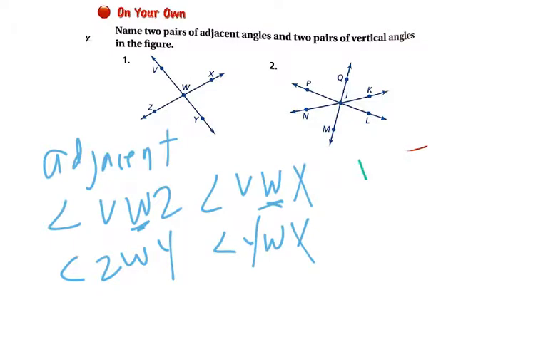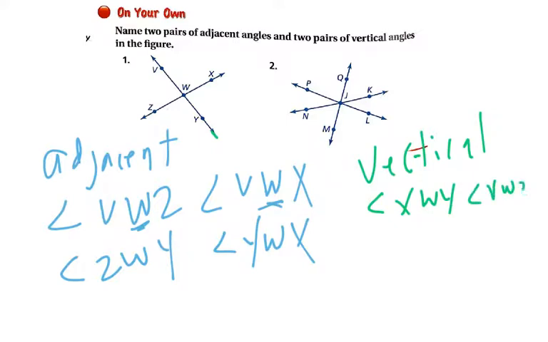The vertical angles for number 1, okay, so this angle would be vertical to this one. They share that W point, but they're opposite of each other and they're congruent. So a vertical pair here would be XWY and VWZ. Then you also have this one to this one being vertical. They're opposite of each other, sharing this vertex, and they're congruent. So that is also going to be angle ZWY and angle VWX. Okay?